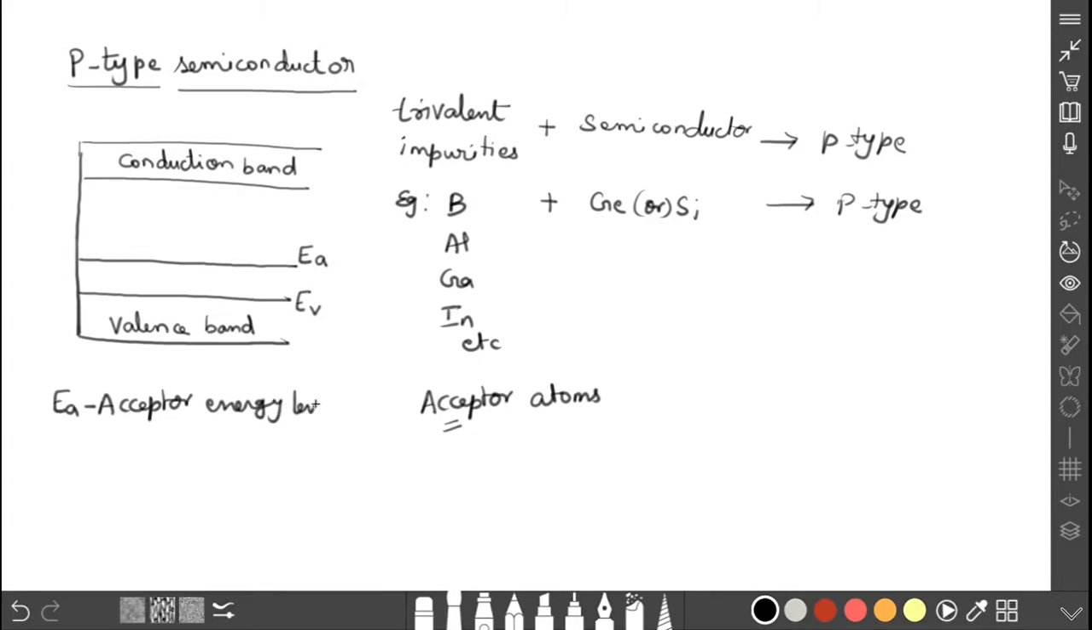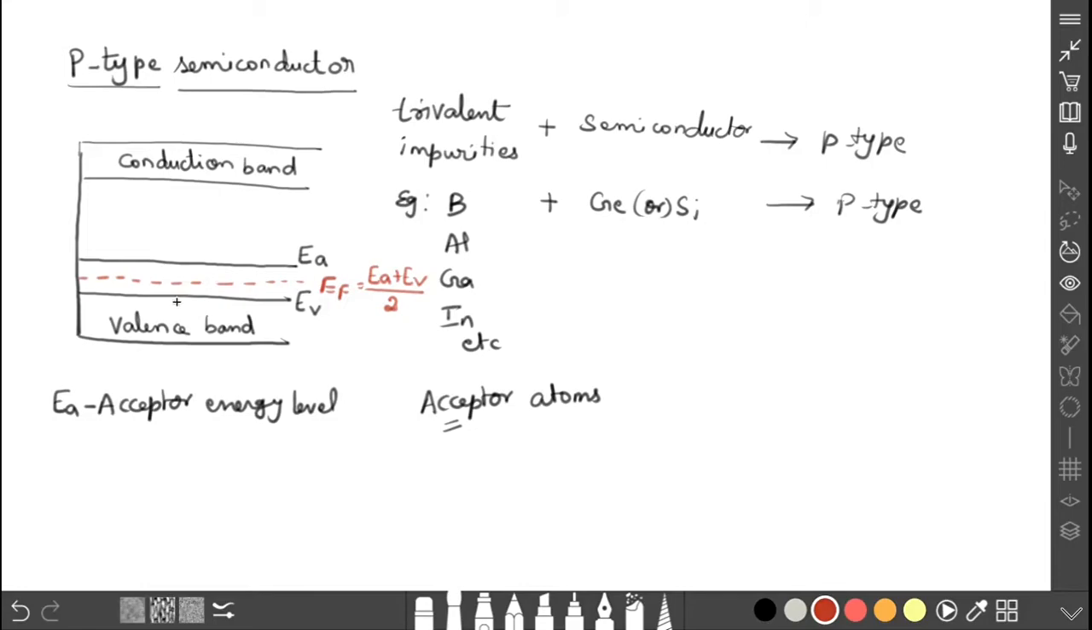In the case of p-type semiconductor, the Fermi energy level lies in between the acceptor energy level and the valency band. So EF is equal to (EA plus EV) divided by 2. This expression is what we are going to prove in this derivation part. So the EF lies exactly in between the acceptor energy level and the valency band.